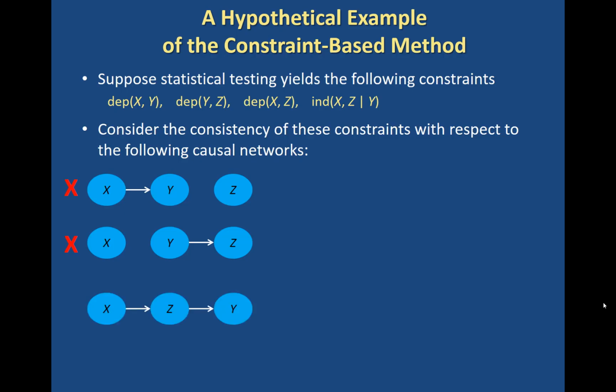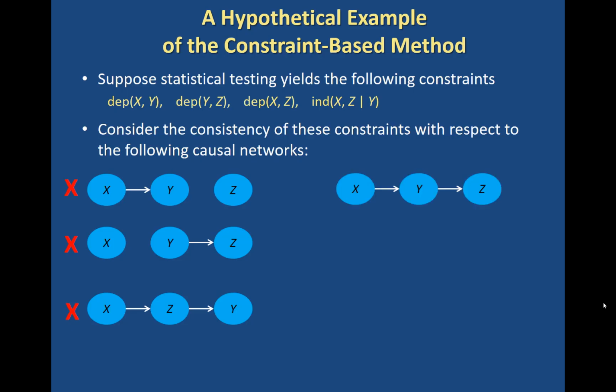What about this one where X causes Z and Z causes Y in the causal structure? Well, we have the pairwise dependencies that we found in the data above. What about the independence of X and Z given Y? Well, here we find that X is causing Z and Z is causing Y. If we conditioned on Y, we wouldn't expect that to lead to an independence between X and Z. We would still expect that X could have a causal influence on Z. So that independence found in the data does not hold, and we would not consider this one consistent with the data.